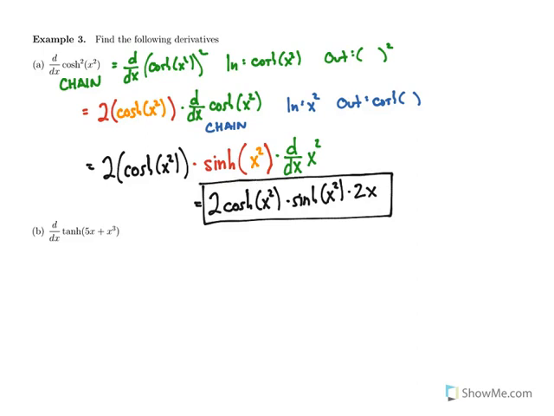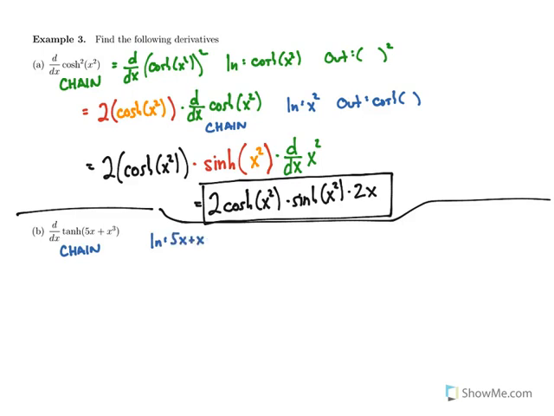We'll do one more problem, that being the derivative of tanh of 5x plus x cubed. Note we need the chain rule here because we have function composition. The inside function is 5x plus x cubed. The outside function is tanh. So first we take the derivative of the outside function, which is 1 over cosh squared of something. We leave the inside alone, and we multiply by the derivative of the inside.